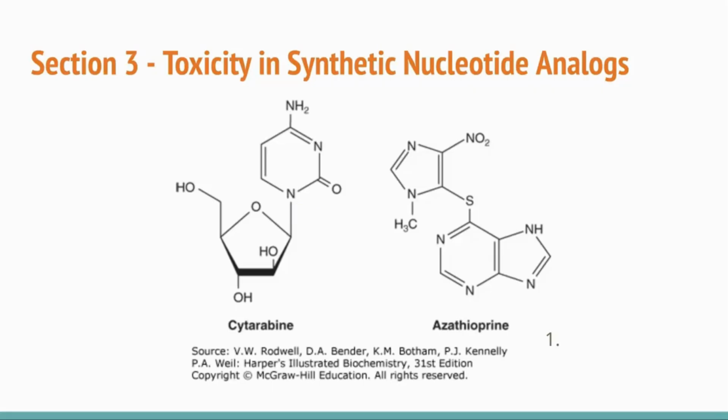There are two analogs I want to cover more in depth, cytarabine and azathioprim. Cytarabine is an analog of cytidine that is incorporated into DNA prior to cell division. This can cause apoptosis or trigger cell cycle checkpoints that can aid in targeting cancer cells. This analog has consequently been used in the development of new chemotherapy drugs.